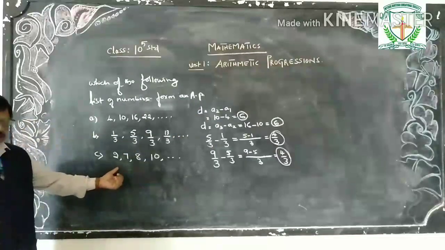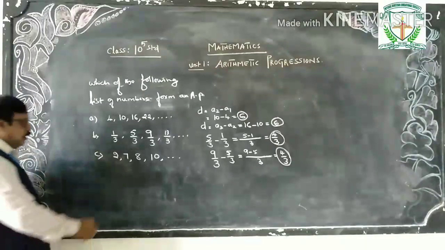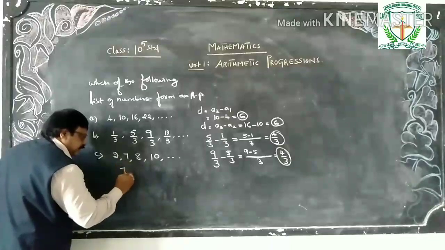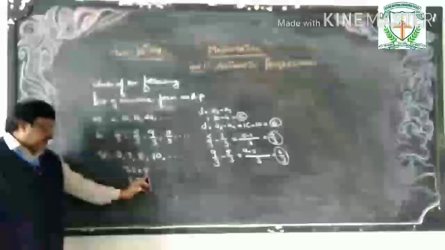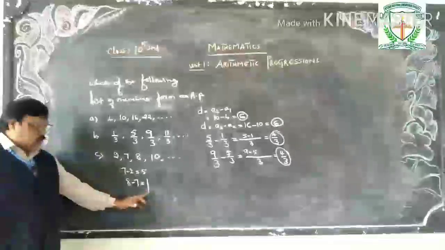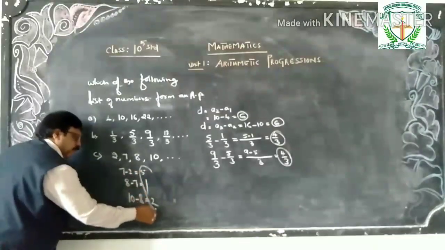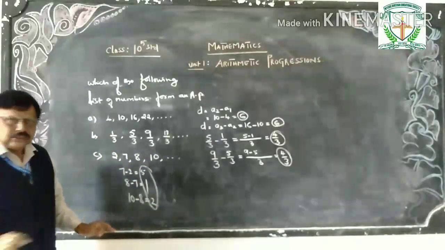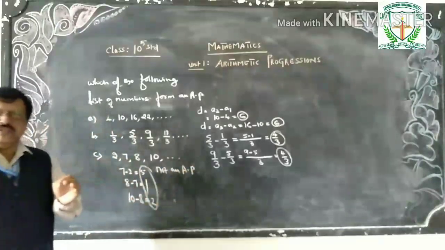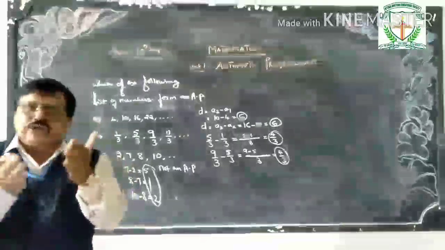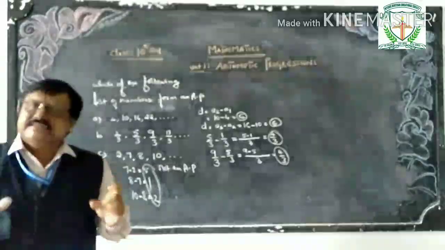This is for you. Can you tell this? Is it an AP? Here, 7 minus 2 is 5. 8 minus 7 is 1. 10 minus 8 is 2. Then there is no fixed difference. D is not common. So it is not an AP. So in your exam, if they give a list of numbers, you can find D and conclude that it is an AP or not.